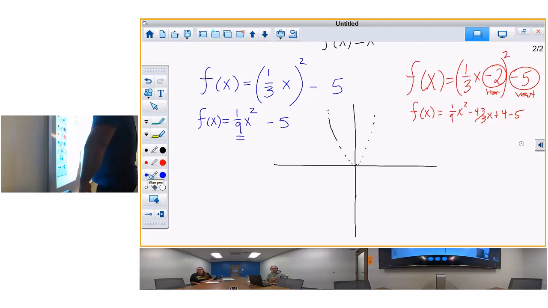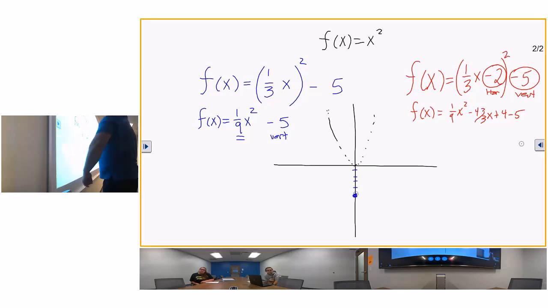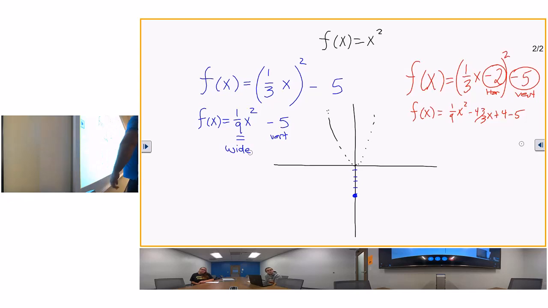This is a vertical shift of -5. So that means 1, 2, 3, 4, 5. So now our vertex is right there. And this 1/9 means what? It's wide. It's wide. Now I'm going to make it really wide, like that.